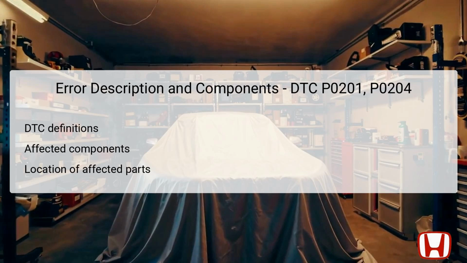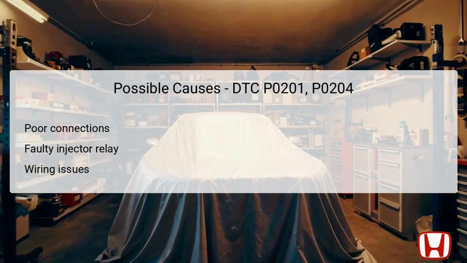The PCM is situated in the vehicle's cabin or engine compartment, depending on the model, and regulates engine functions, including injector operation. Correctly diagnosing these DTCs requires access to the vehicle's diagnostic system to read fault codes and monitor circuit functionality. Several factors can trigger DTC P0201 and P0204, predominantly revolving around electrical issues.